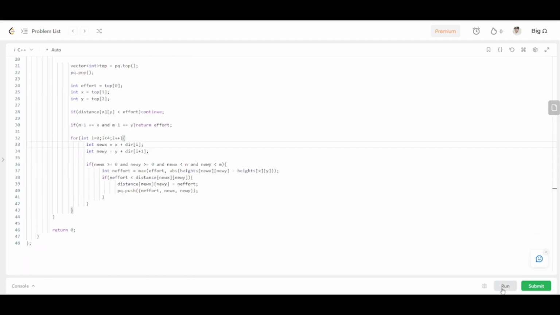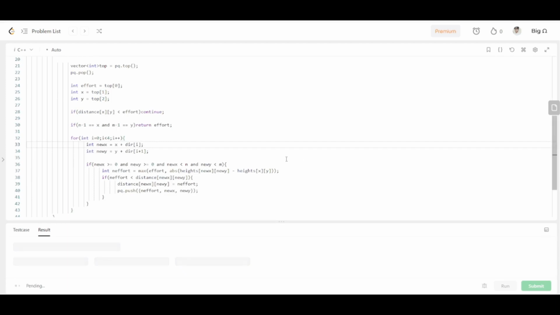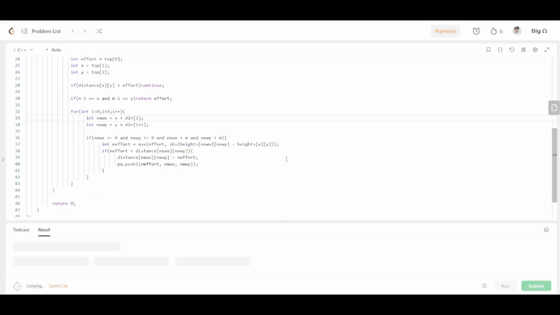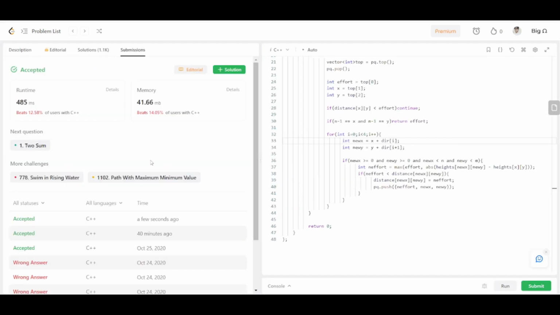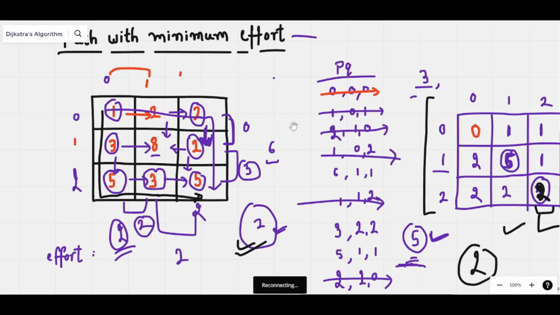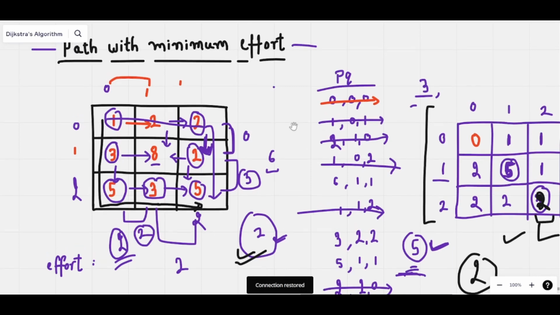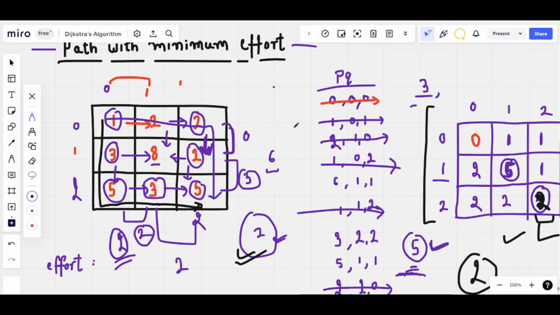So let's just try to submit it. It worked, right? So let's try to submit it. Okay, it got accepted. I hope you enjoyed the video and you learned something new, and it's another variation of Dijkstra algorithm over the grids. So that's all for this video, and in the next video we'll be discussing yet another problem of Dijkstra algorithm, and I hope to see you all in my next video.